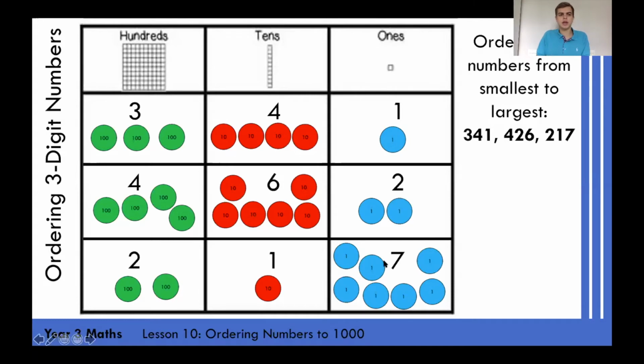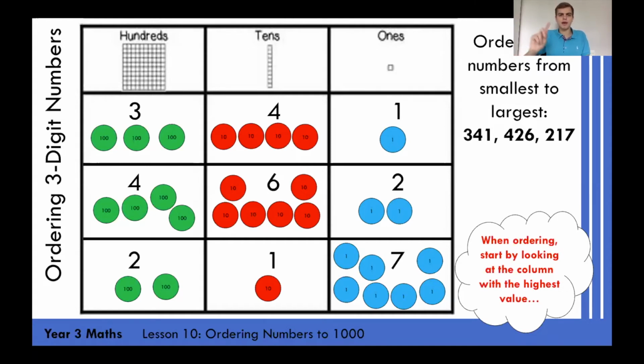Fantastic. So here I've got 3 hundreds, 4 tens and 1 one, 4 hundreds, 6 tens and 2 ones, 2 hundreds, 1 ten and 7 ones. Well done. And to be able to order these numbers, I'm going to remember that top tip that we remembered yesterday when we were comparing. And here it comes. There we go. When ordering or comparing, start by looking at the column with the highest value. Wonder if you can remember then, what column has the highest value? Is it hundreds? Is it tens?